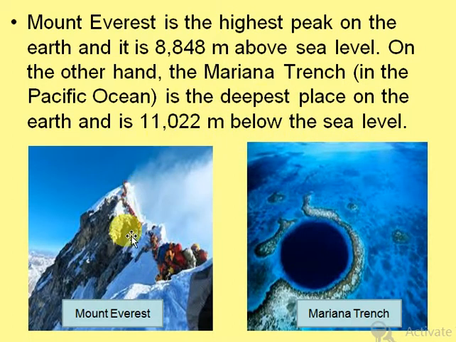So we discuss about the 2 most extreme points of the planet Earth. One is the Mount Everest. Another one is the Mariana Trench in the Pacific Ocean. The height of the Mount Everest is around 8,848 meters, making it the world's highest peak of the world.